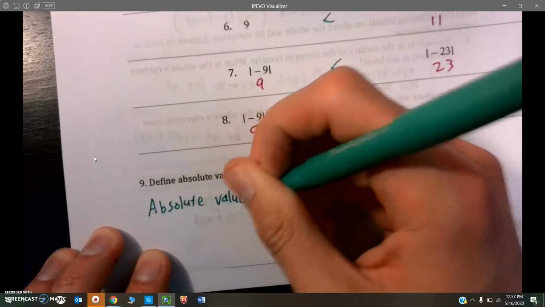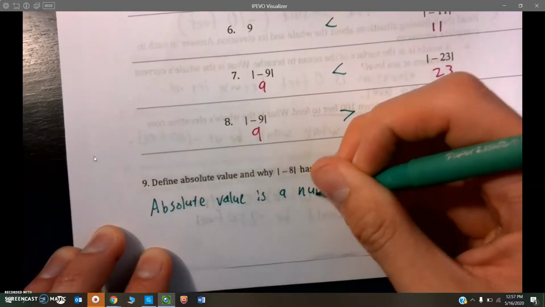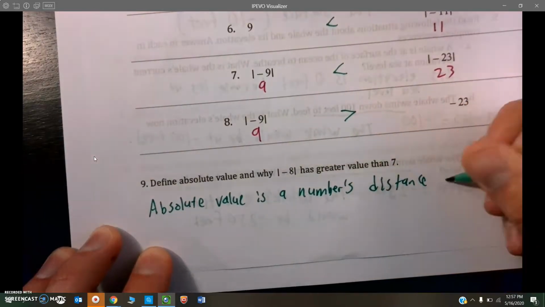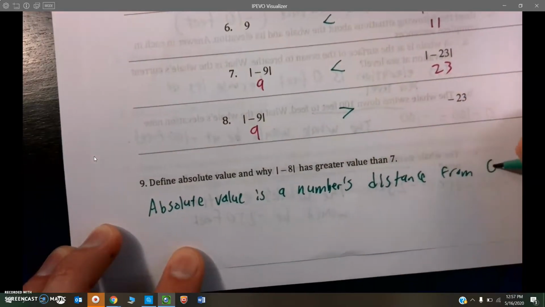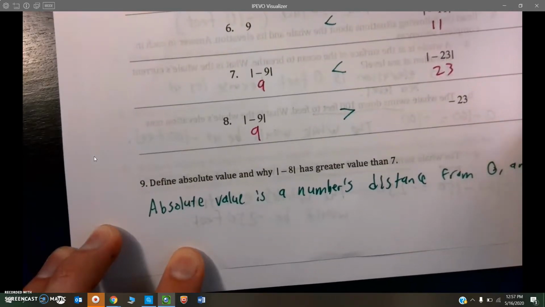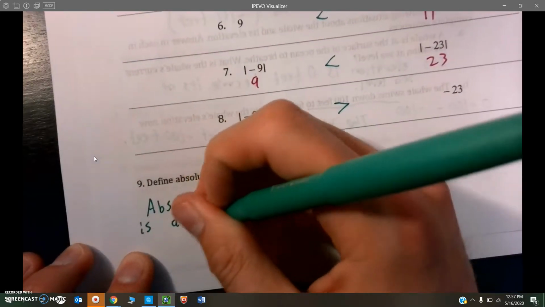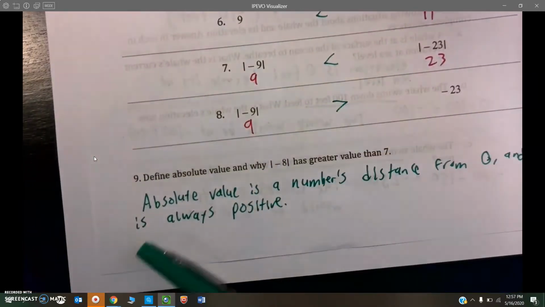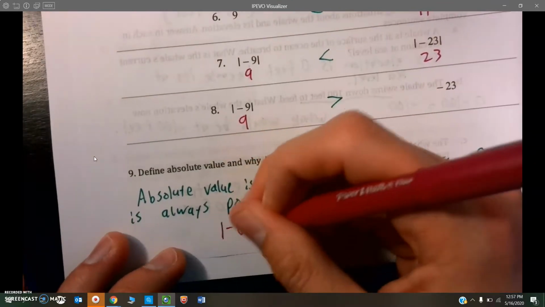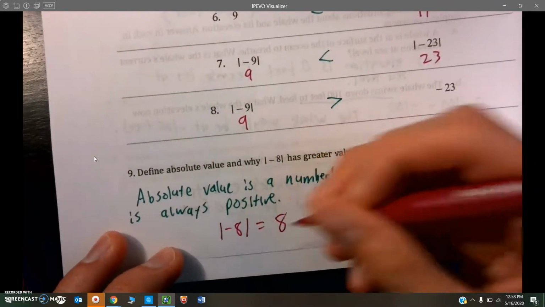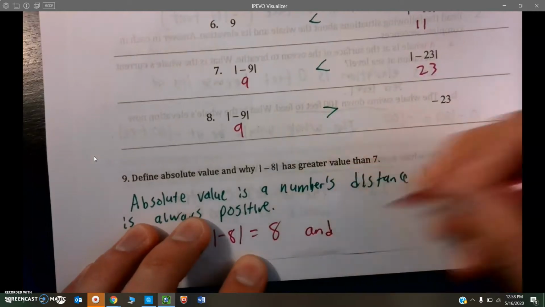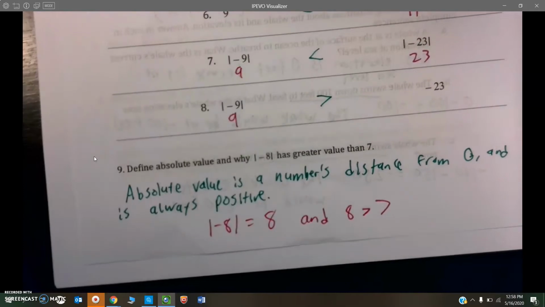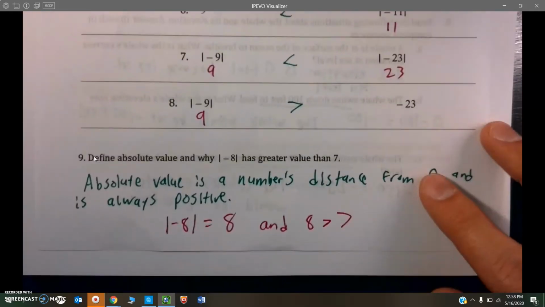Absolute value is a number's distance from 0 and is always positive. Therefore, the absolute value of negative 8 is actually just 8, and 8 is greater than 7. Okay, so make sure you correct this work, and then go on and complete the next 2 pages.